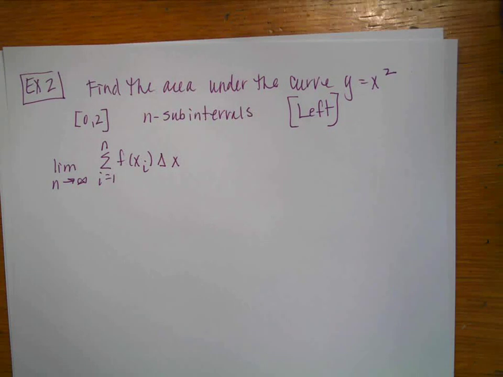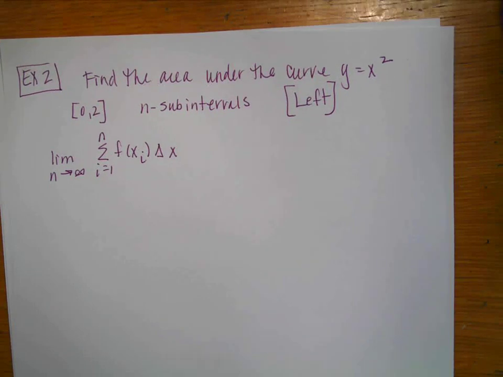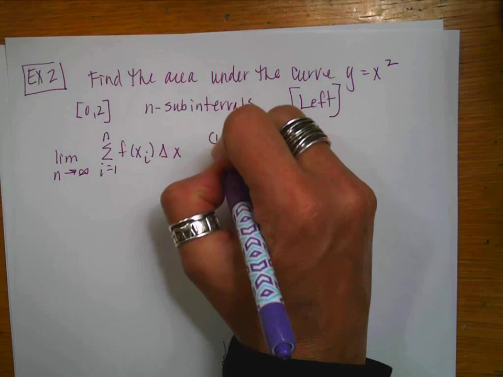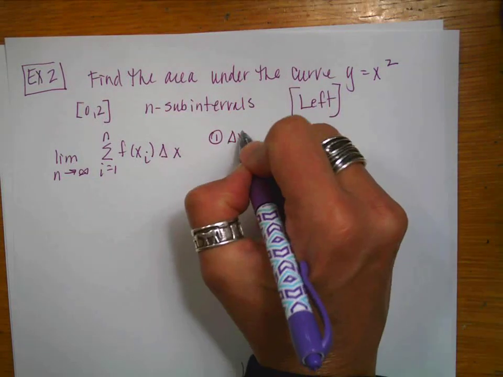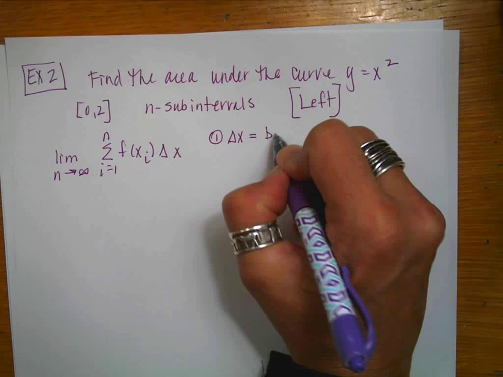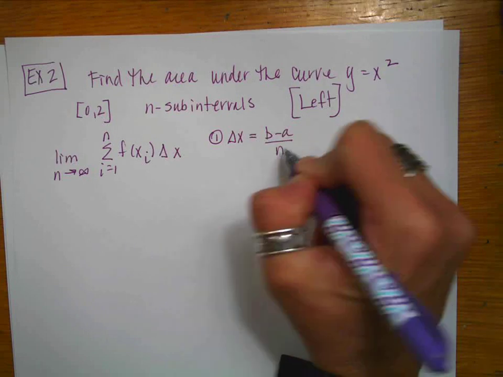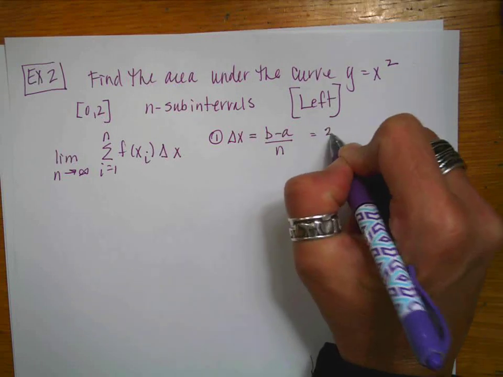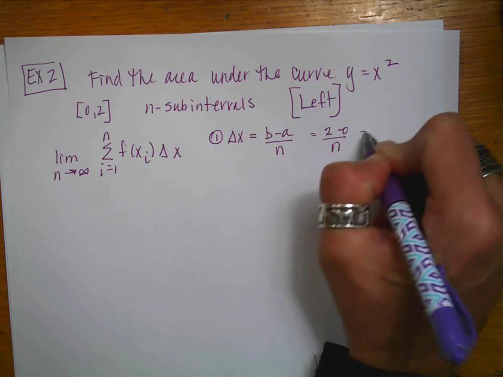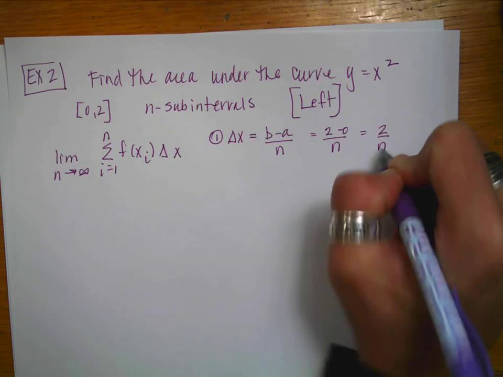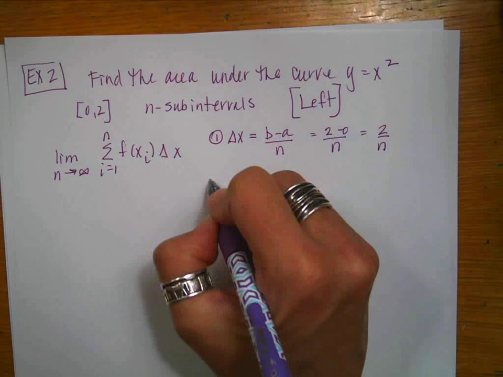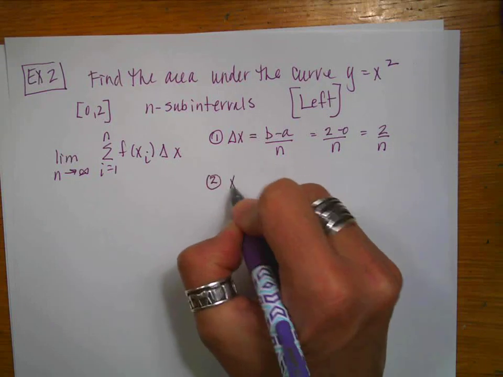So when we do these problems, it's really important that you are very consistent in the method that you use. So the first thing that I do is I calculate delta x. And delta x is b minus a divided by n. So it's going to be 2 minus 0 divided by n. So I'm going to write that as 2 over n.